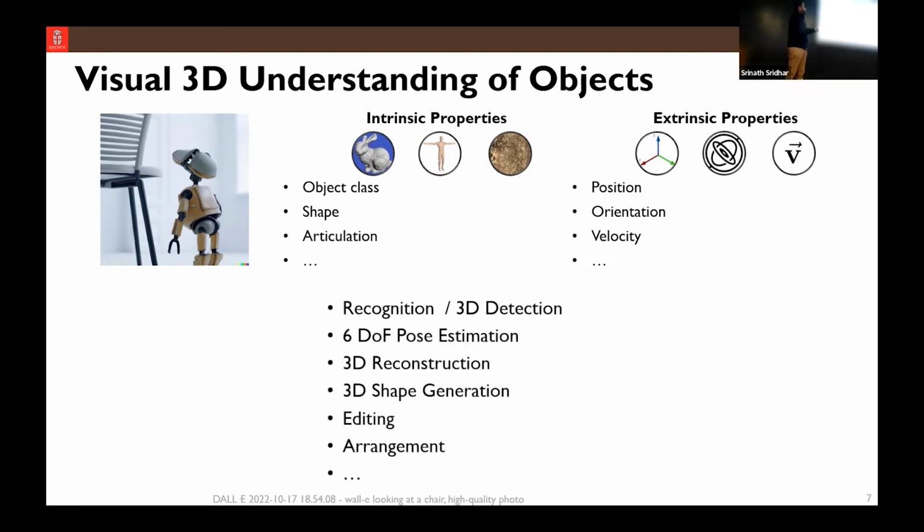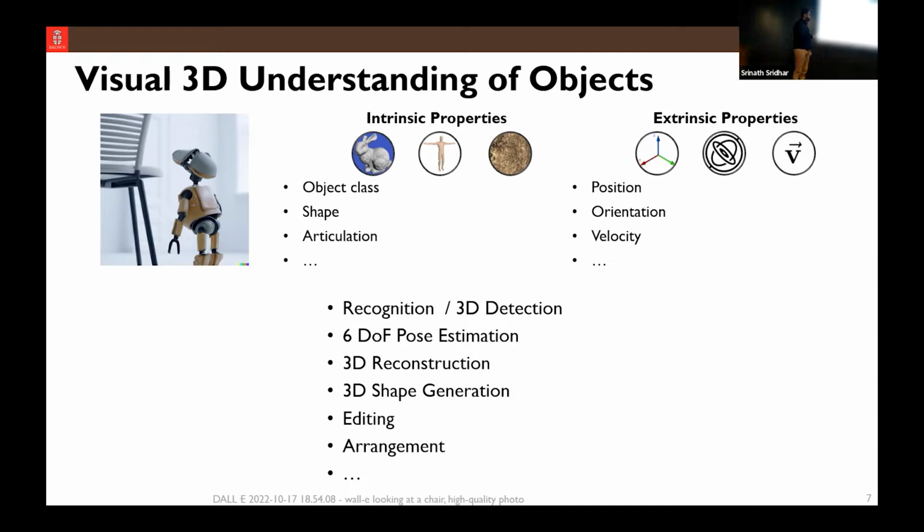Of course, knowing the properties of these objects, the intrinsic and the extrinsic properties of objects, allows us to solve various kinds of tasks, which might be useful in robotics and other areas as well. For instance, we might want to know what objects the robot is looking at. We might want to know the 6-DoF pose, the 6-degree of freedom pose of the object, the position, the orientation. We might want to know the shape of the object. We might want to know what happens if we edit the object. Perhaps we might want to know how we can arrange these objects, how to orient them in consistent ways, like all chairs should face upright. So there are different kinds of tasks that are enabled by knowing these properties of objects.